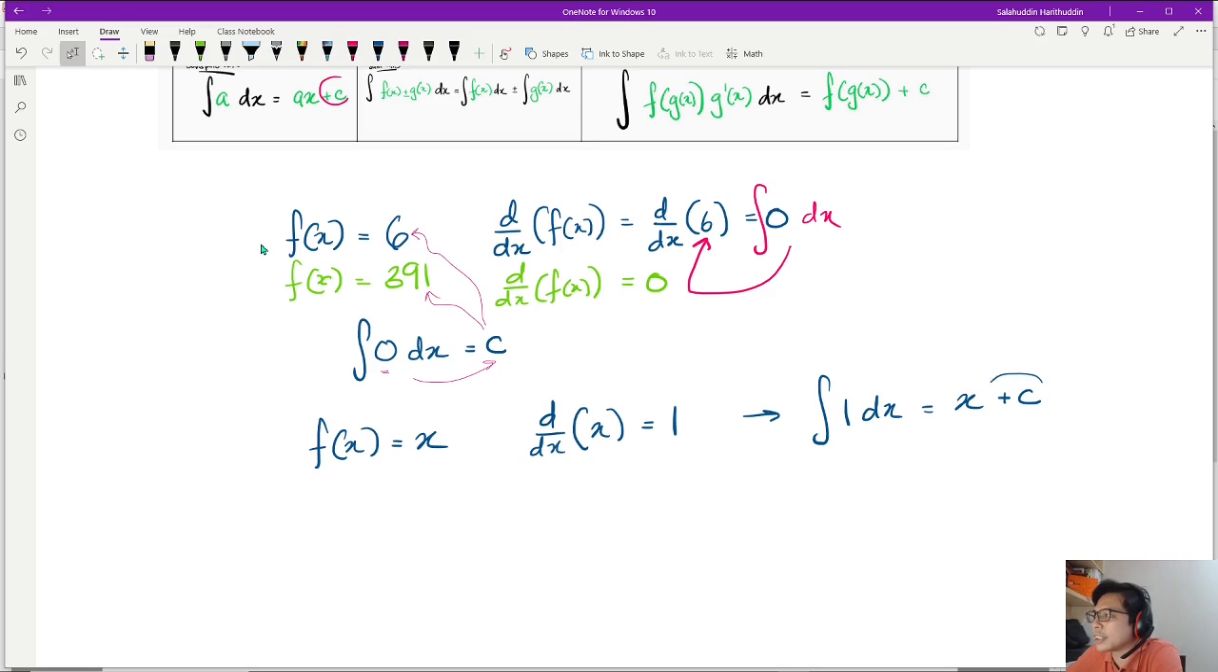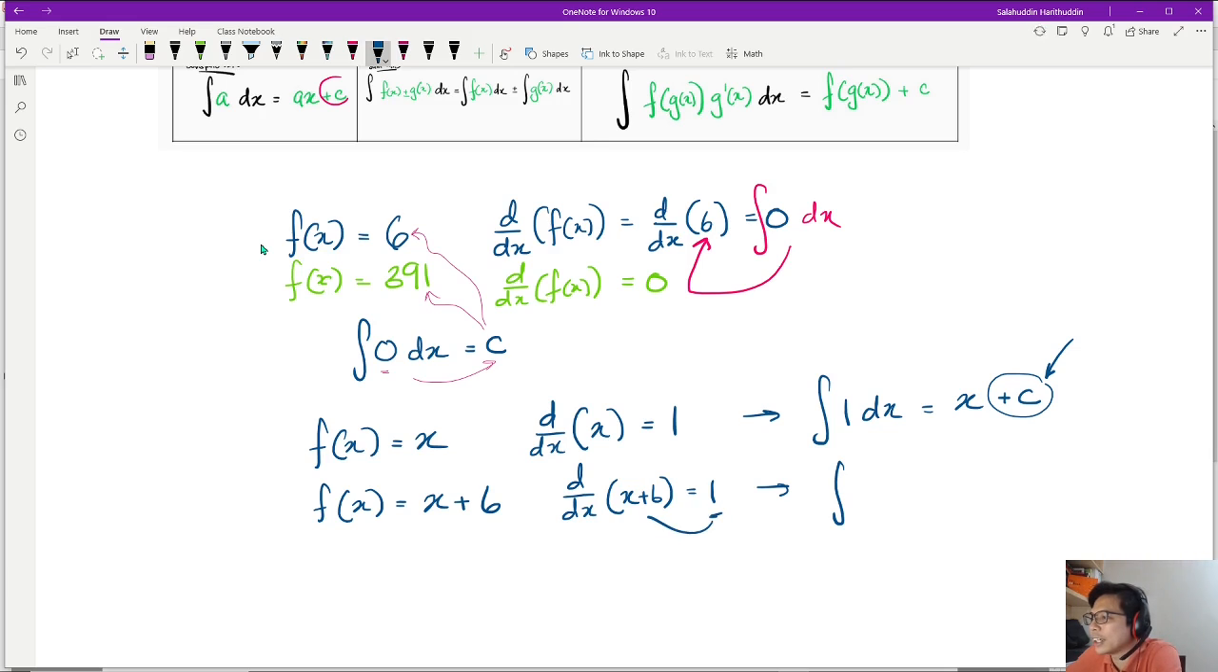The reason is, here we just leave it as an unknown c, because let me show you an example. Let's say f of x is x plus 6. If you differentiate this, what are you going to get? You're going to get 1. So that's why when you integrate this number, you're going to get something like here.